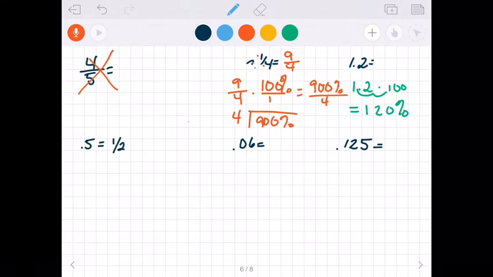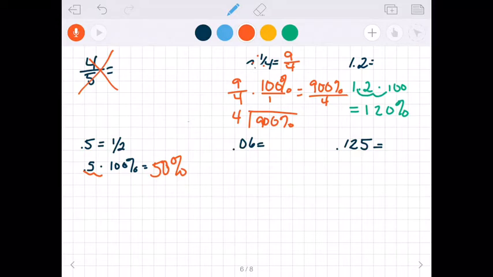So that helps us think through what 0.5 would be as a percent, or you could have just said 0.5 times 100% equals, move the decimal point twice, 1, 2, 50%.